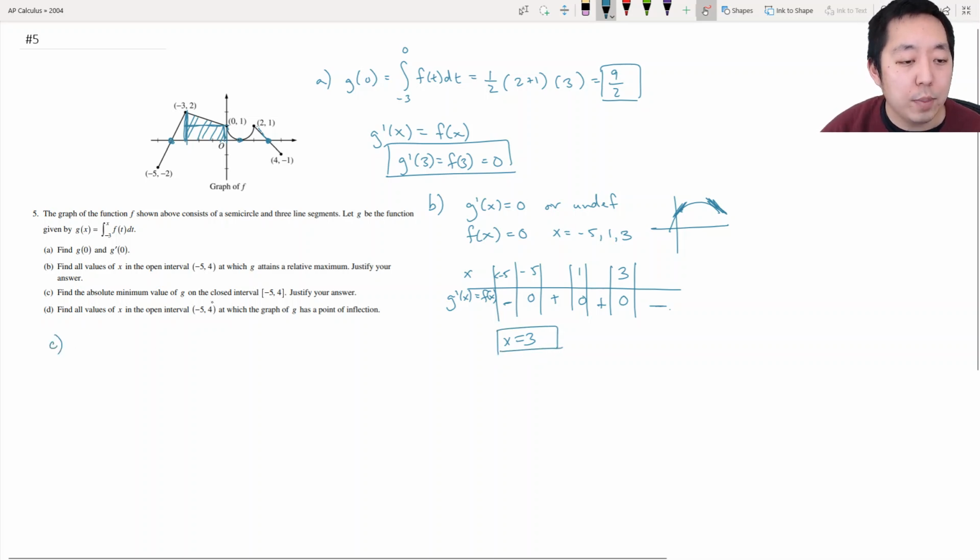Okay, find the absolute minimum value of g in the closed interval -5 to 4. So to find the absolute minimum, first I have candidates. I need to look at the relative minimums. The relative minimums are when the sign changes from negative to positive. So this is a relative minimum.